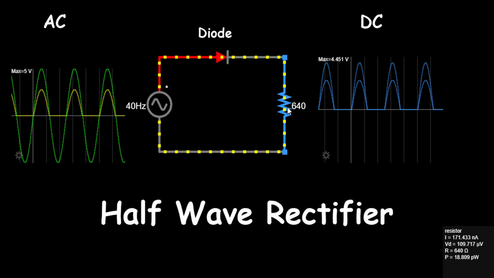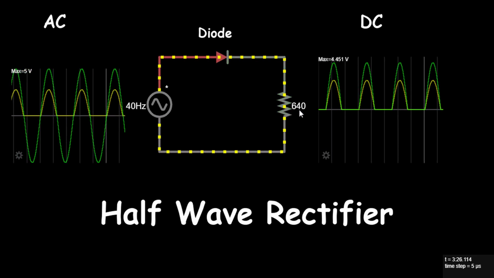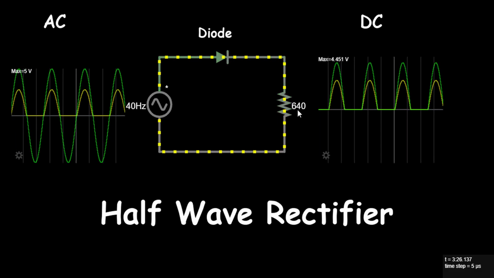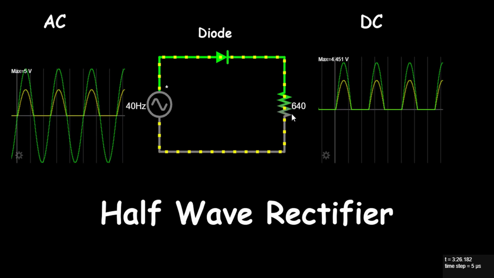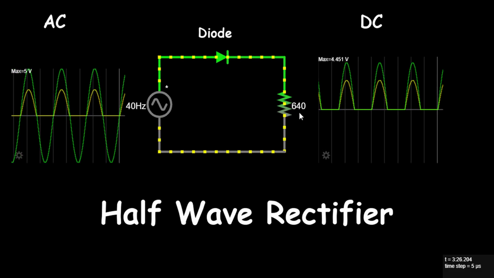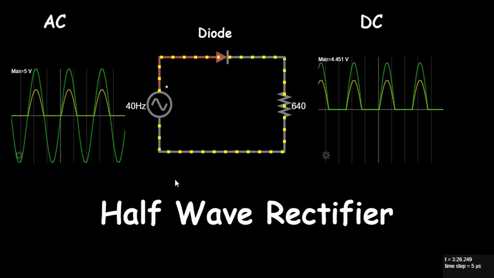3. Resistor. The resistor, marked as 640 ohms in our circuit, represents the load across which we measure the output voltage. The resistor's role is to limit the current and provide a measurable voltage drop when current flows through the circuit. Let's move on to the operation of the half-wave rectifier.